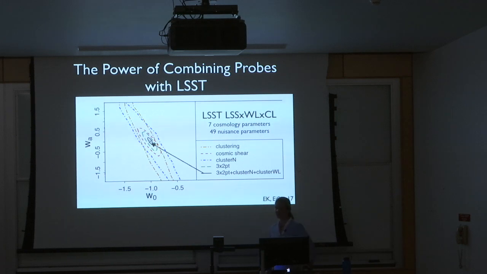So this was one particular forecast with my choice of scale cuts. I think you can write a forecast to get pretty much any number you want, depending on how conservative or how optimistic you want to be. Here I, for example, went to, I believe, Lmax of 3,000 for cosmic shear, which is some statement of how well we can control baryonic effects and all the modeling of non-linearities.